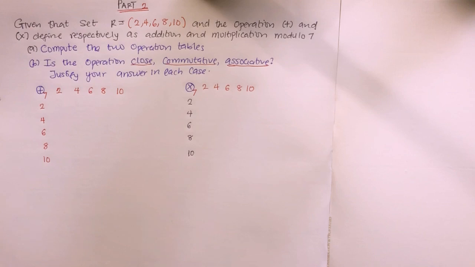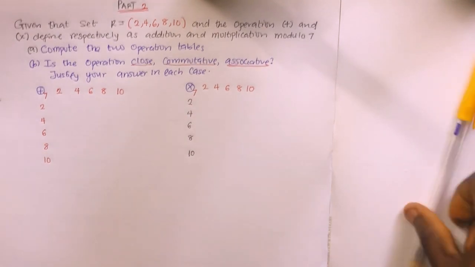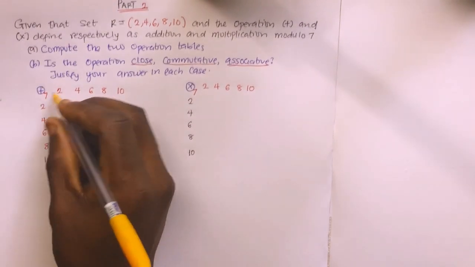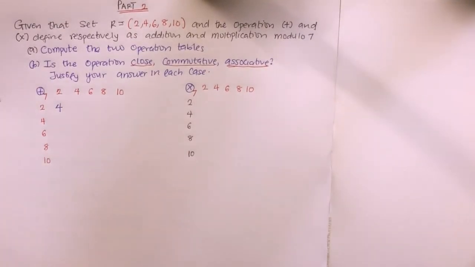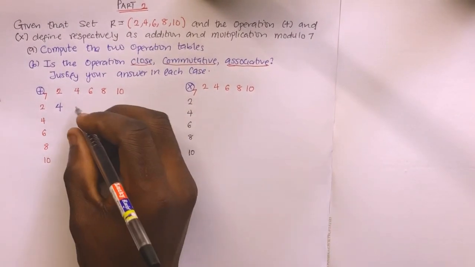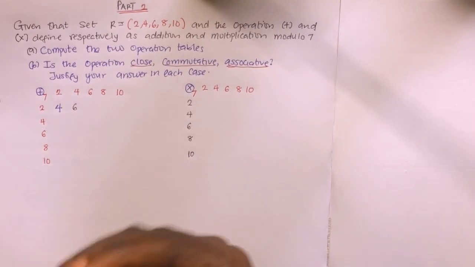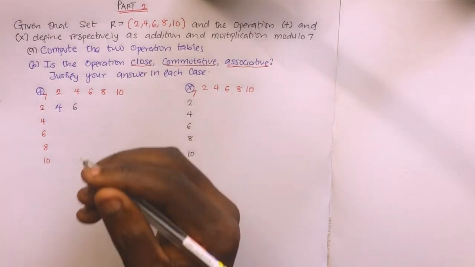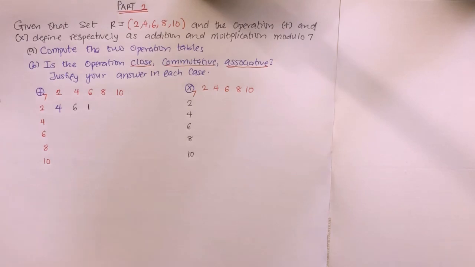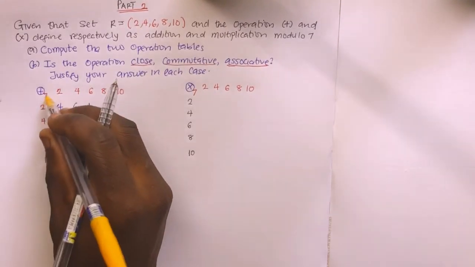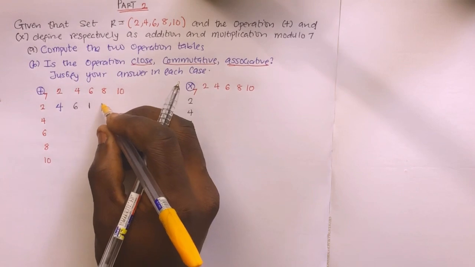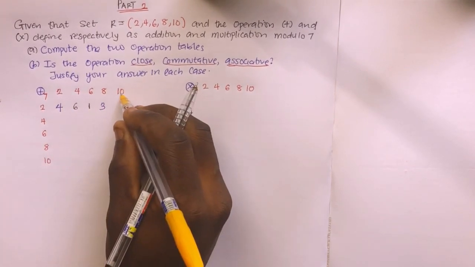Now, looking at this, how do you think we can compute the table? Let me get my calculator. We compute it with respect to modulo 7. The first one is 2 plus 2, which is 4. Then 2 plus 4 is 6. 2 plus 6 is 8, but the remainder will be 1 because we compute modulo 7. Then 2 plus 8, which is 10, will be 3. 2 plus 10 is 12, that's 5.